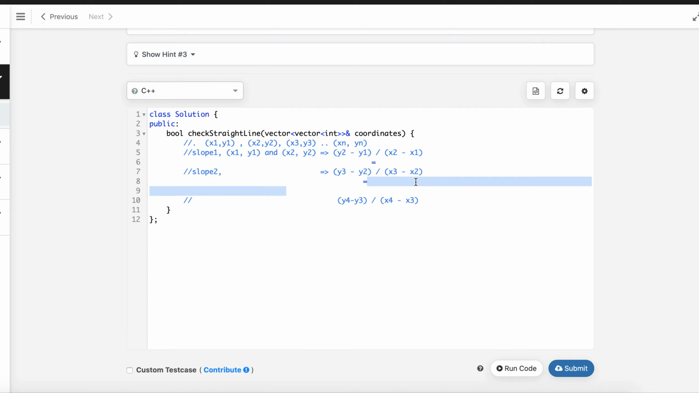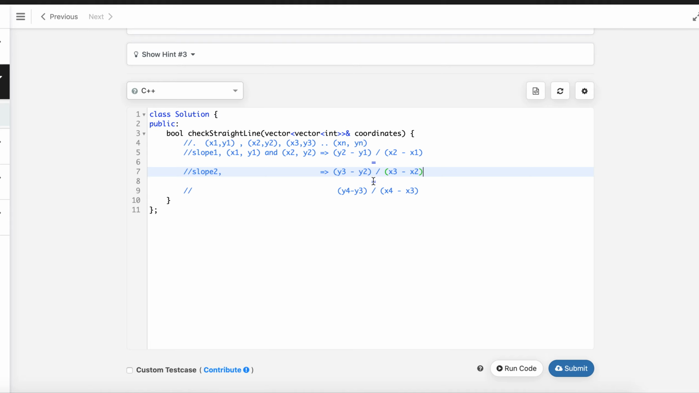So how can we say that these all things are equal? We can also do the comparison this way: in order for these two things to be equal, the multiplication of y2 minus y1 multiplied by x3 minus x2, and the multiplication of y3 minus y2 multiplied by x2 minus x1, should be equal. If this cross multiplication is equal, then we can easily say that the two slopes between these 3 points are equal.